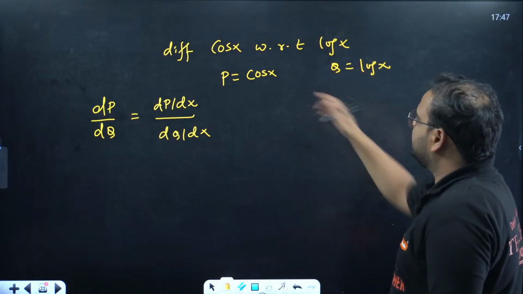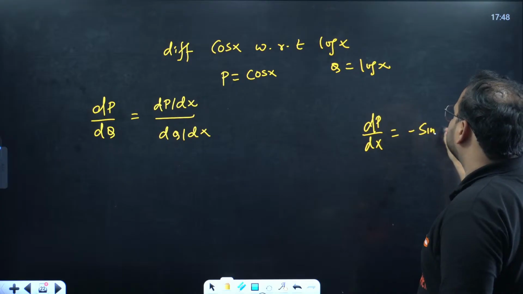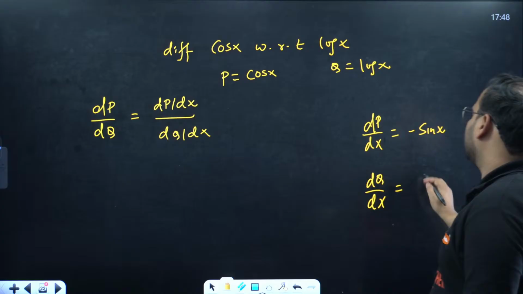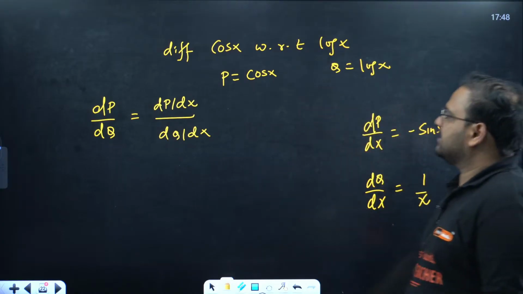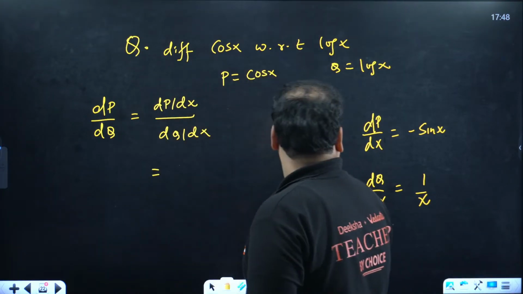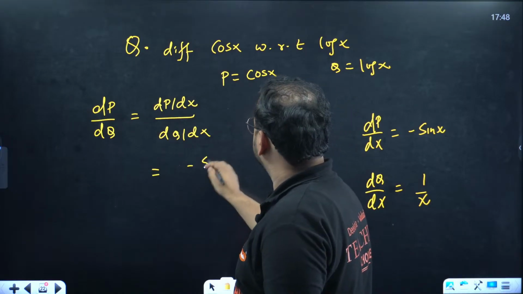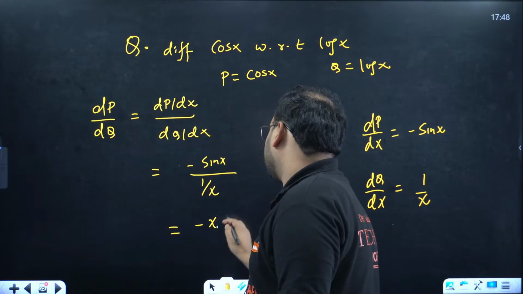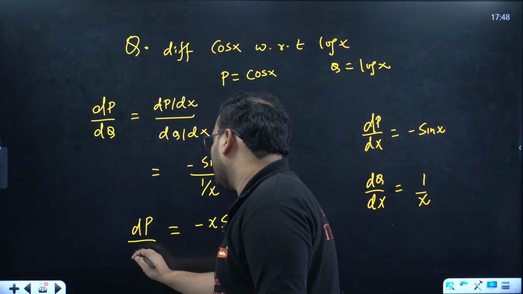If you differentiate dp by dx, you'll have the answer as minus sin x. And if you differentiate q with x, you'll have what? The answer as 1 by x. The log derivative is 1 by x, the cos derivative is minus sin. Put the value over here. You get simply minus sin x upon 1 by x. That becomes minus x sin x. That's the value of the derivative of the function cos x with log x.